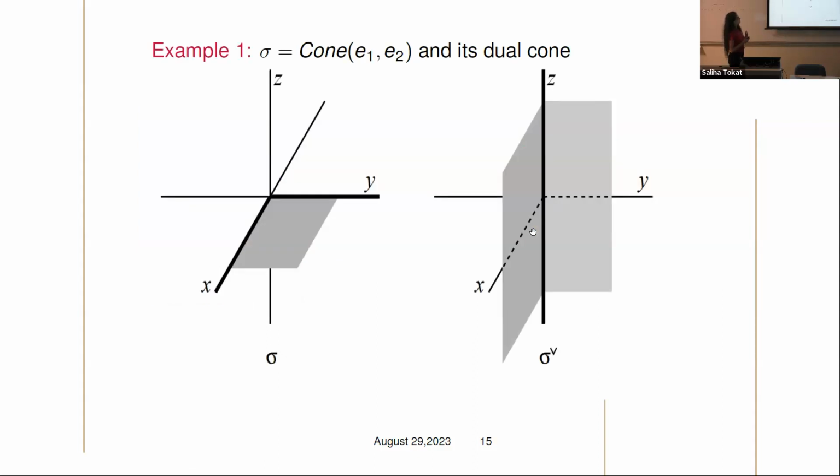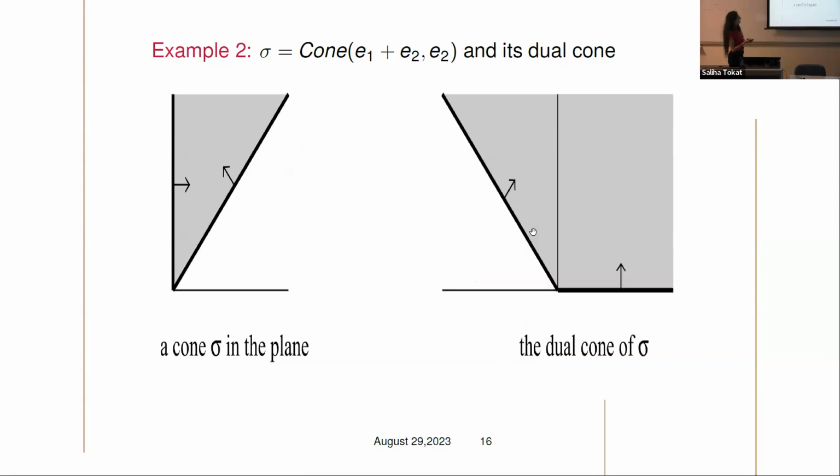For example, we have this cone right here, which is the plane generated by e1, e2, and we have the dual cone here, which we got by taking every vector orthogonal or perpendicular to the plane. So that's our dual cone. We have another example gotten the same way, the cone generated by e1 plus e2, and this is the cone and its dual cone, the same thing.